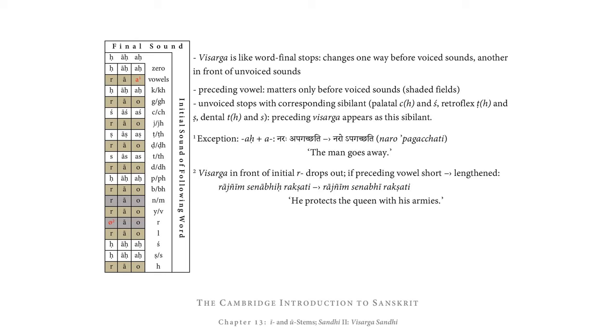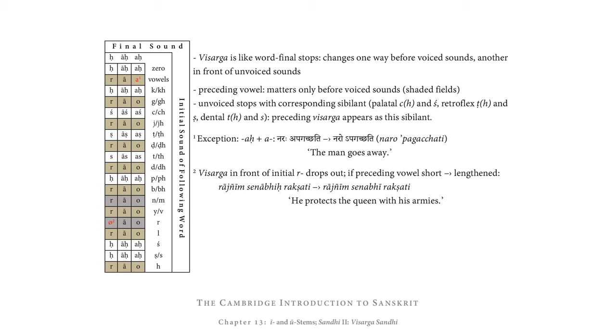Now, visarga is like word final stops in that it changes one way before voiced sounds and another in front of unvoiced sounds. All the lines that are shaded, that are colored in this table, are visarga before voiced sounds, and the lines that are not colored in are visarga before unvoiced sounds. Which vowel precedes visarga actually matters only before voiced sounds, so only in the shaded fields. And when we look at the unvoiced lines, so the lines that are not shaded in, we can see that the visarga remains the same or changes in the same way in all three fields. So in front of nothing else, in front of zero, if we don't have a word following, visarga just remains as it is. If we have k or kh following, visarga also remains as it is.